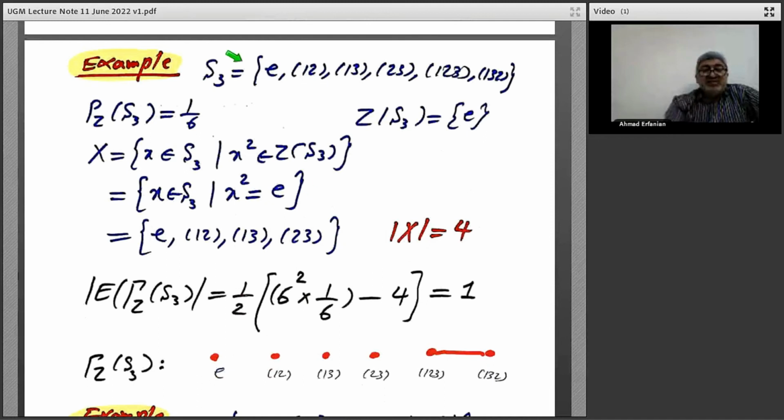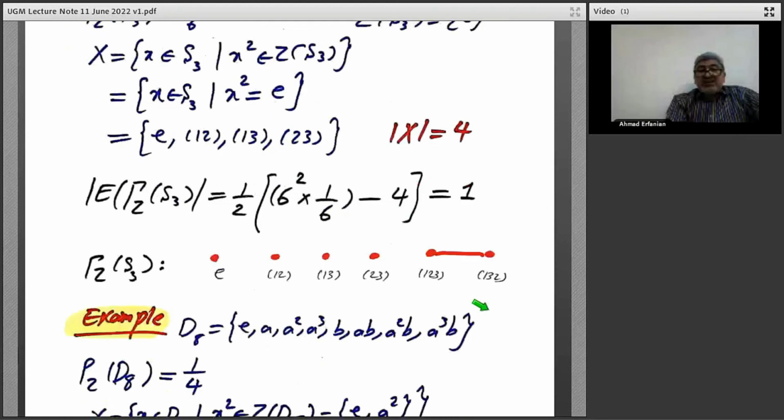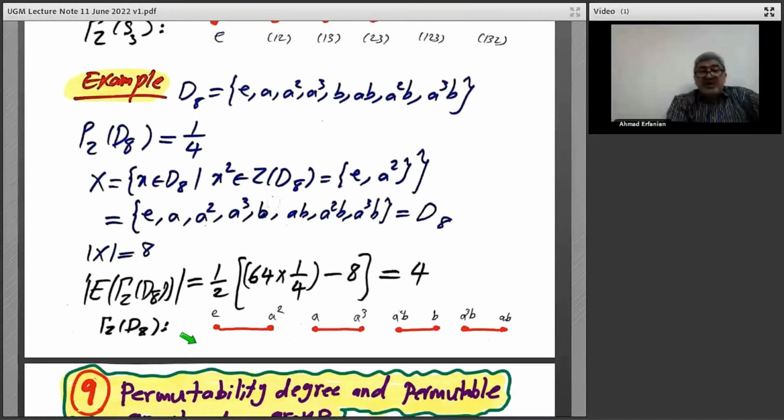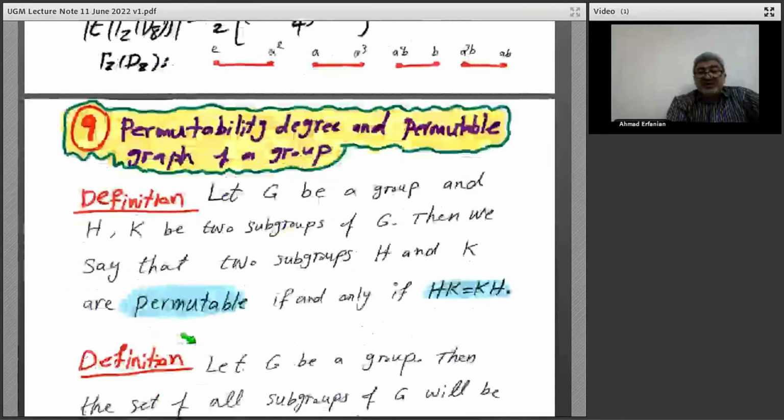Here are some examples. This is for S3. The centrality degree of S3 is 1 over 6. Now the number of edges is 1, as you can see here. And for the dihedral group, we know that the centrality degree is 1 over 4, and the number of edges here is 4.